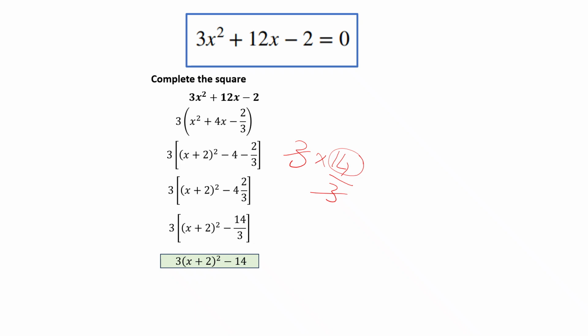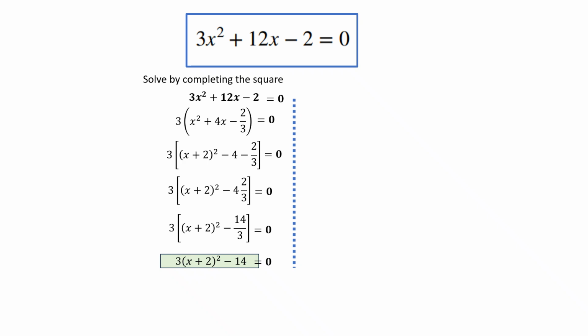Let me first remove this. So if the question asks to solve, we will have equals 0 in all these steps. The steps will be the same. We just need to continue from here. Let's remove this rectangle. Now to solve this, why don't we first do plus 14 here? You will have 3 times (x plus 2) squared is equal to 14, because we just move it to the other side.